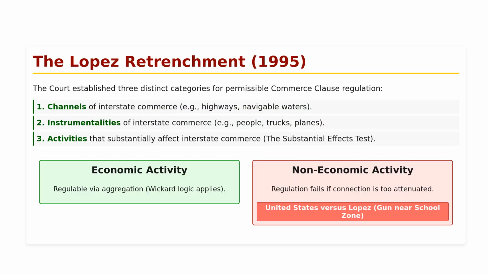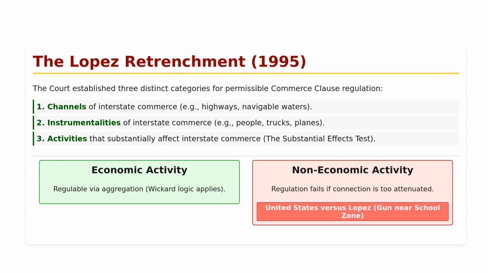The expansive view of federal power established by the New Deal cases seemed almost absolute. However, that era of deference ended in 1995 with the landmark decision, United States versus Lopez. This case marked the first time in over 50 years that the Supreme Court struck down a federal statute based on the Commerce Clause. Chief Justice Rehnquist, writing for the majority, established a crucial framework for analyzing Commerce Clause legislation.